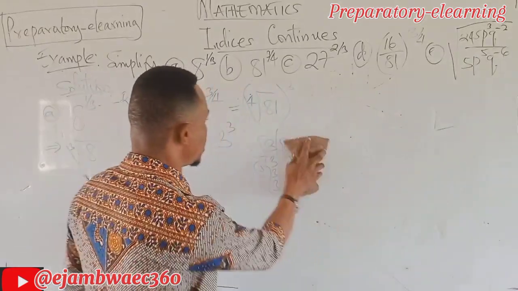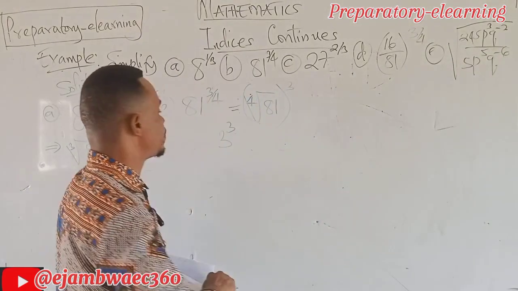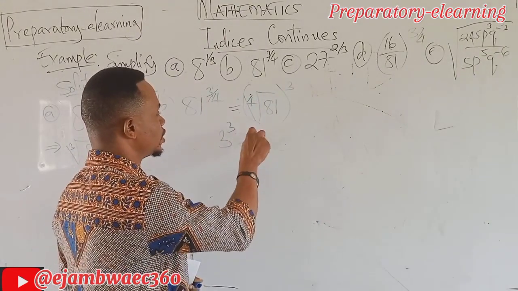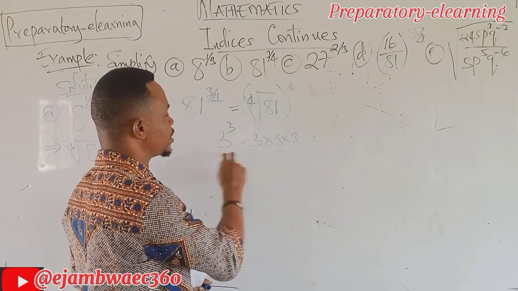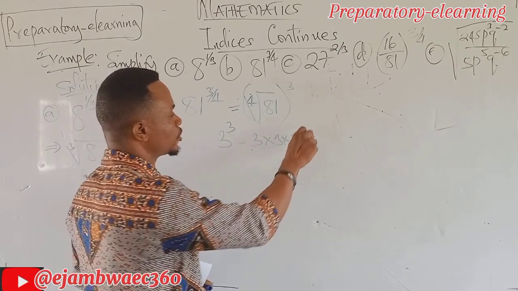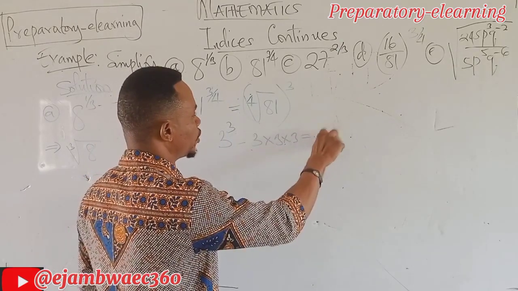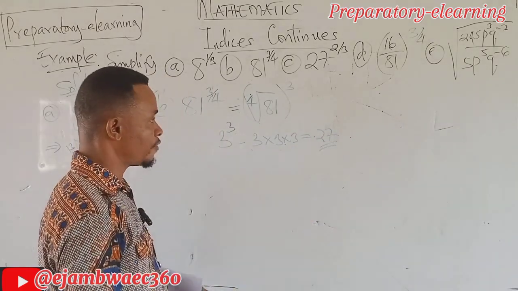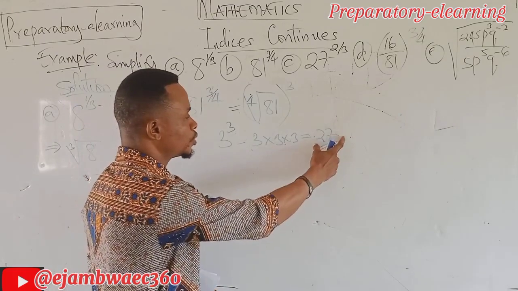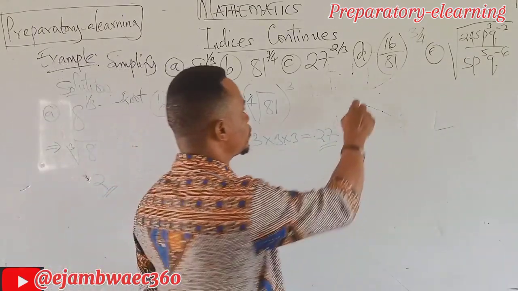So continuing in our solution, we now have 3 power 3. What is that? That is writing 3 three times, expressing this base in 3 places. So 3 times 3 is 9. 9 times 3 is 27. Therefore, 81 power 3 over 4 is equal to 27. We take another example, example C.